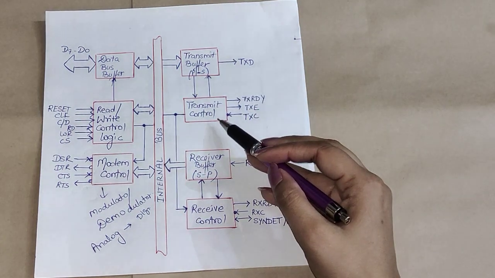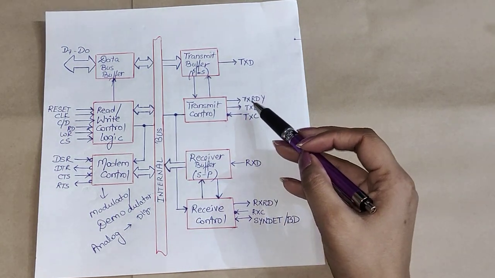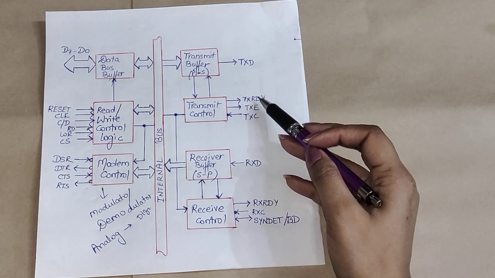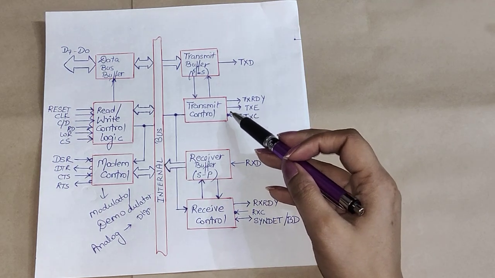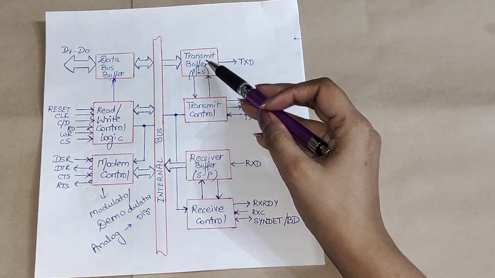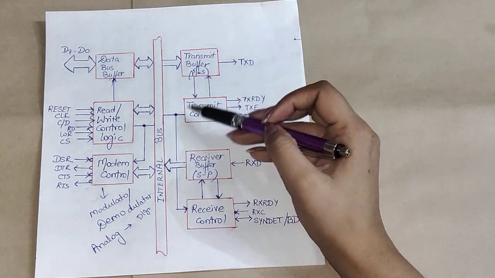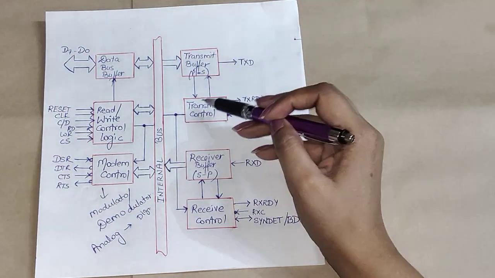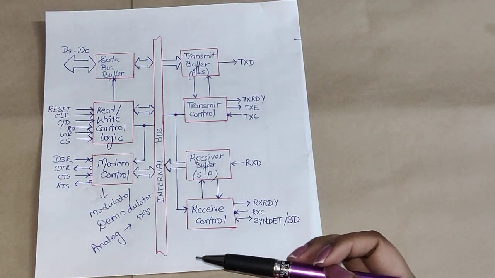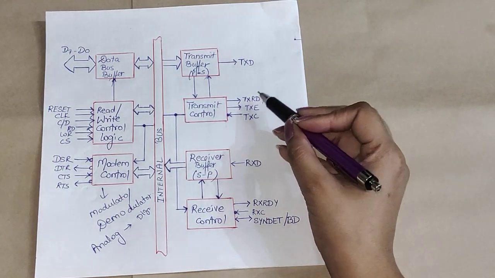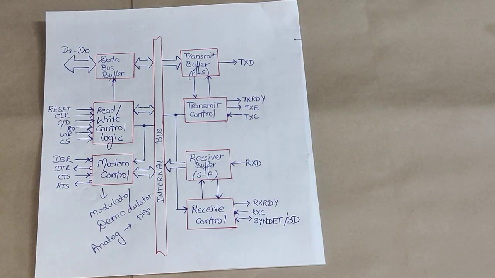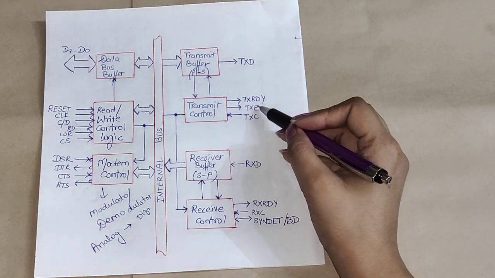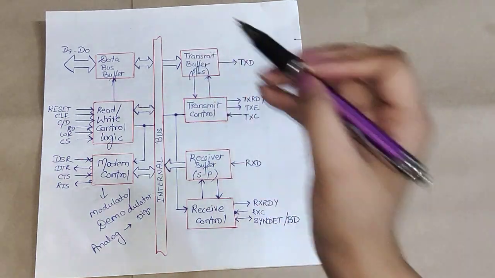Now come to this transmit control. In transmit control, we have these 3 pins: TX ready, TXE and TXC. What is this transmit control? This block is used to control the data transmission. The data stored here in this buffer, which will be transmitted, is controlled by this transmit control block. Here we have 3 pins: TX ready. Ready means transmitter is ready to transmit the data. TXE means the transmitter buffer is empty.